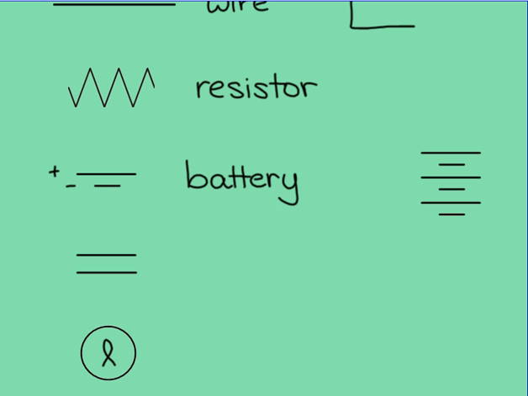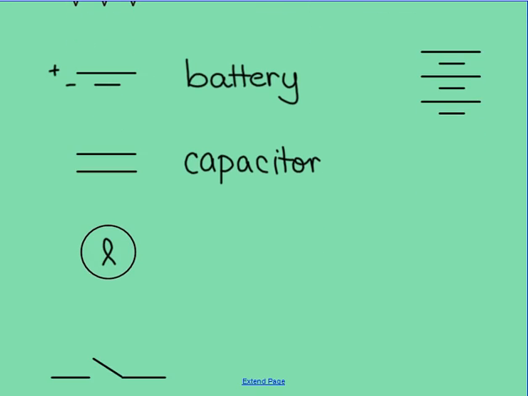The next symbol, which has 2 parallel lines that are the same size, is the symbol for a capacitor. Even if we have a capacitor that's not a parallel plate capacitor, we use this symbol. Another symbol that we'll commonly use in physics class is a circle with a little squiggle on the inside. This is the symbol for a light bulb.